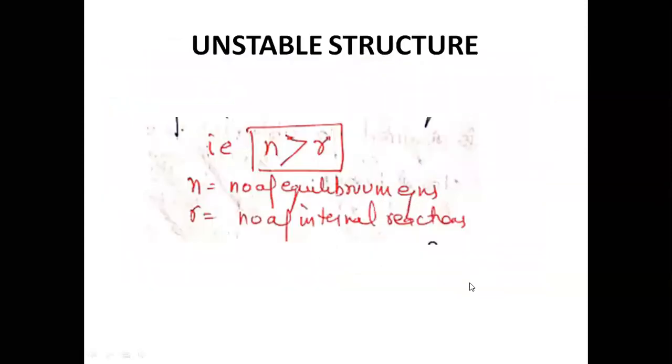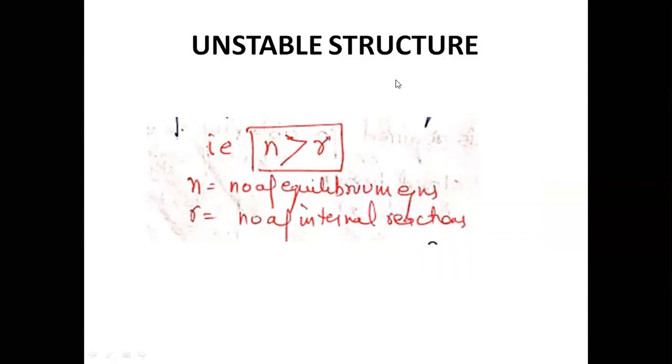Now, sometimes we hear that the structure has become unstable. As the term suggests, we can easily say the structure which is not stable, a structure whose stability is not confirmed, is termed an unstable structure. What is the condition for a structure getting unstable? Basically, the equation is: if n is greater than r, where n is the number of equilibrium equations and r is the number of internal reactions.